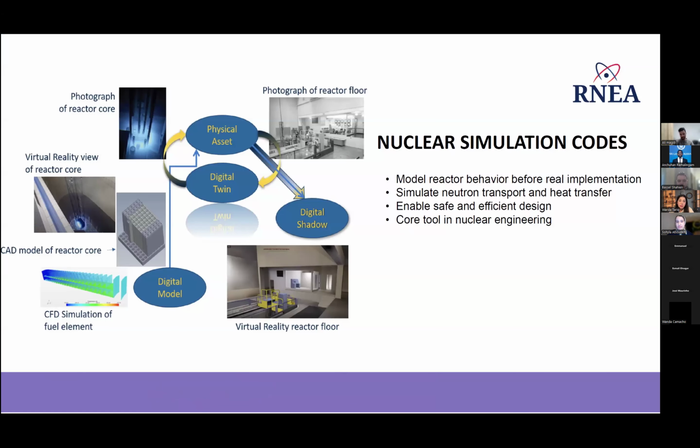So let's talk about nuclear simulation codes. These are computer programs used to model the reactor's behavior before a real reactor is built, modified, and operated. Their main purpose is to help engineers understand what happens inside the reactor under different situations. For example, they simulate how neutrons move through the reactor core, how heat is produced, and how that heat is transferred through materials and the cooling system.